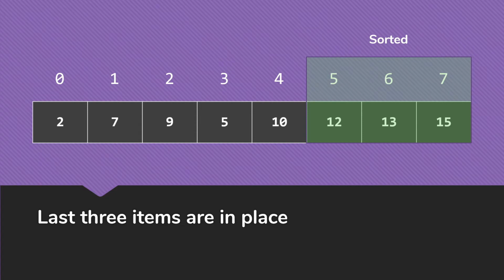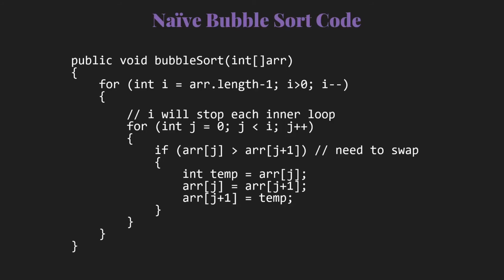So let's take a look at what this basic code looks like. This is what we call naive bubble sort. We have two for loops. The outer loop is going to run from length minus 1 down to 1. This is going to control where we stop, how much of the array we're going to actually look at on each pass. The inner loop will run through from 0 to I minus 1.